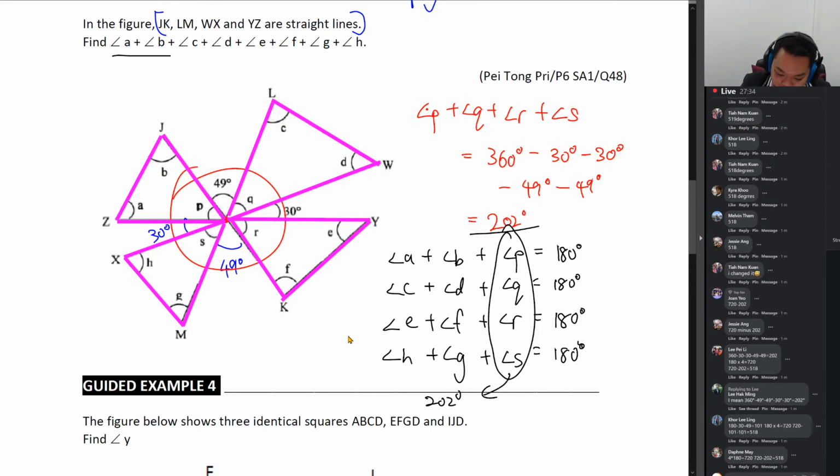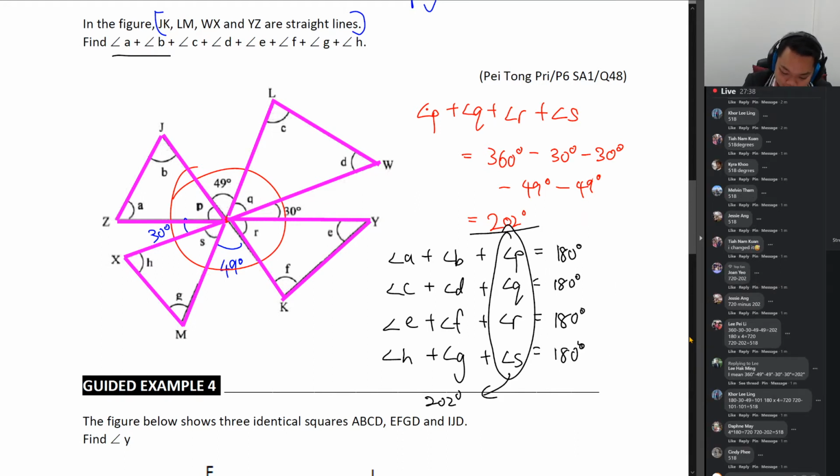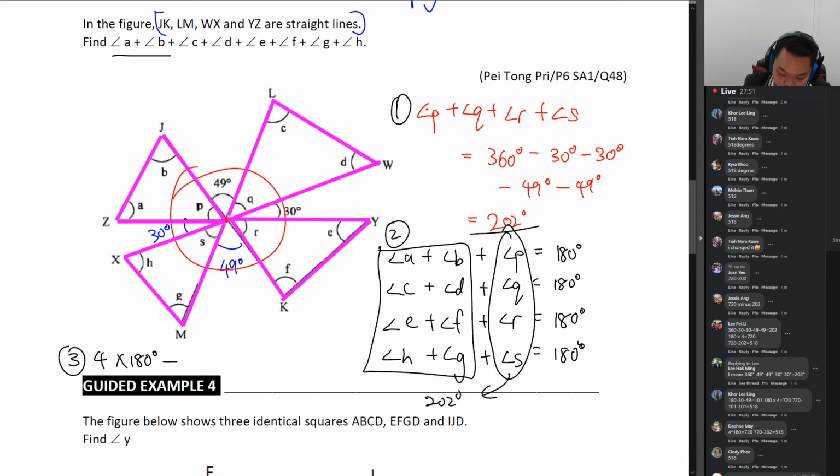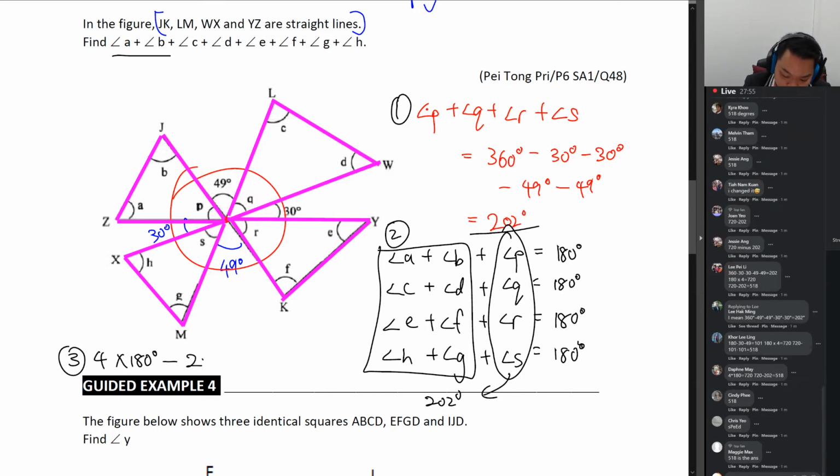So you can see that there are 480 degrees over here. This is the first step, this is the second step. The third step here is to take 4 times 180 degrees. Because you only want to find out the sum of all these angles, you want to remove this 202 degrees over here. And then this will give you 518 degrees. And this will be your answer.